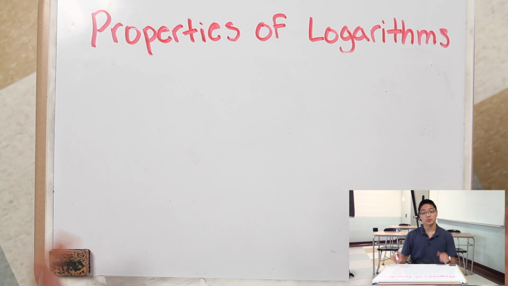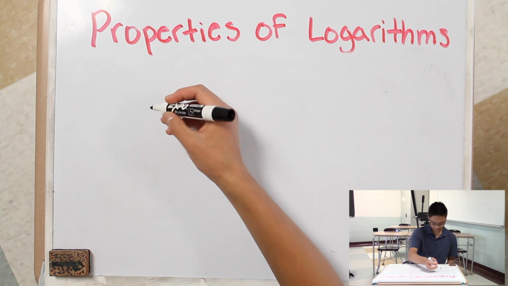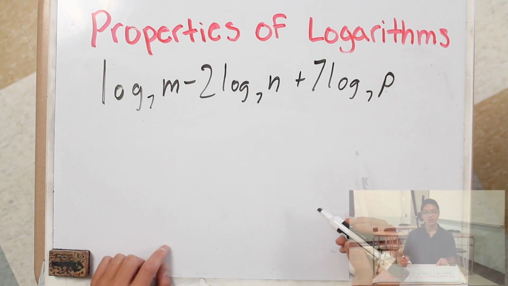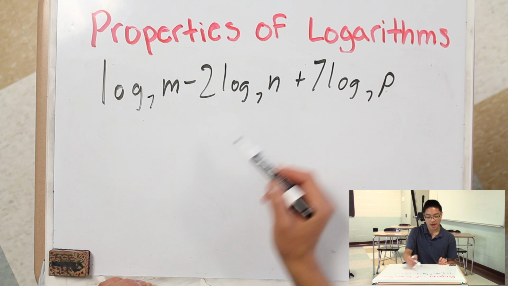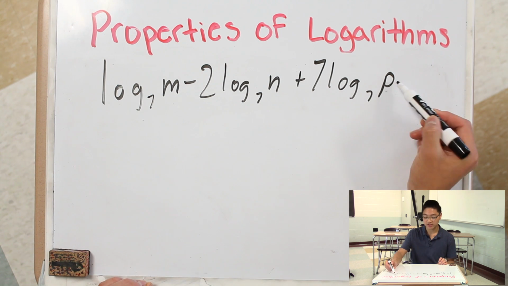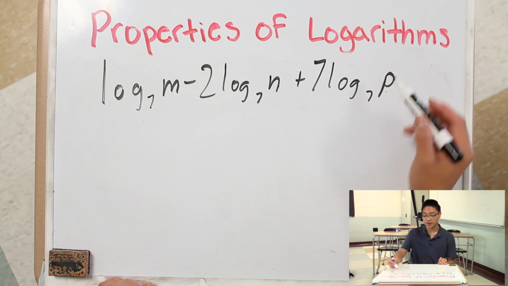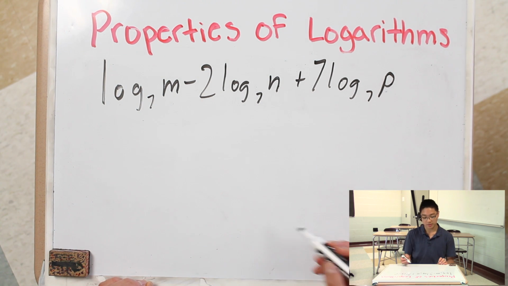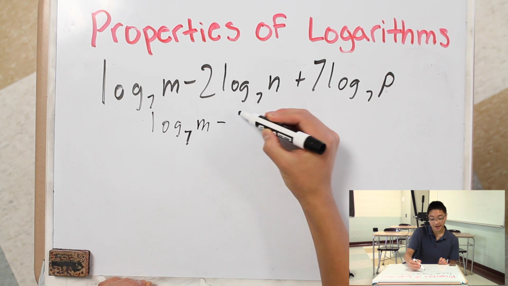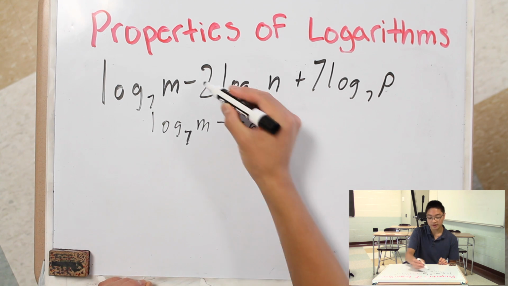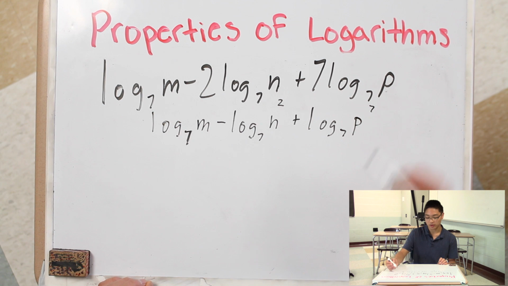Next, we'll do a short example when we condense logs. We have multiple terms and we want to condense it into one single log. Next, we need to identify what properties to use. We see that the log base 7 of n has a coefficient of 2, and the log base 7 of p has a coefficient of 7. So we're going to take this argument of n, raise it to the 2nd power, and take this argument of p and raise it to the 7th power. So we get log base 7 of m minus log base 7 of n to the 2nd power plus log base 7 of p to the 7th power.